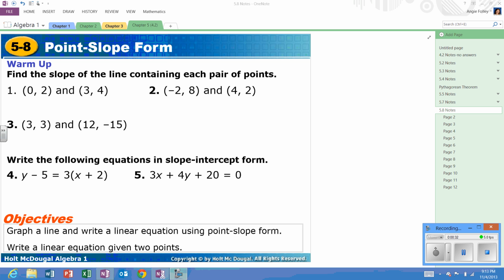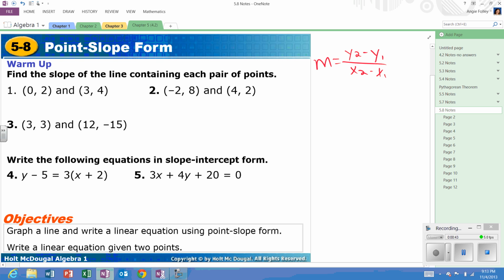Okay, so to find the slope of a line, again, we need to remember that our slope formula is equal to y2 minus y1 over x2 minus x1. So if you want to label this your x1, this your y1, this your x2, this your y2, you can do that. So we're going to plug that in. 4 minus 2 over 3 minus 0. That comes out to 2 over 3. Okay, that one's pretty simple.